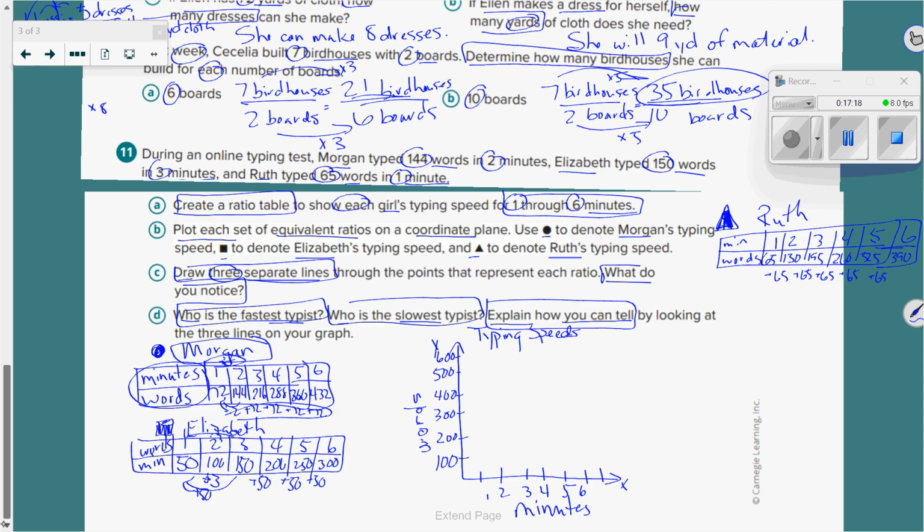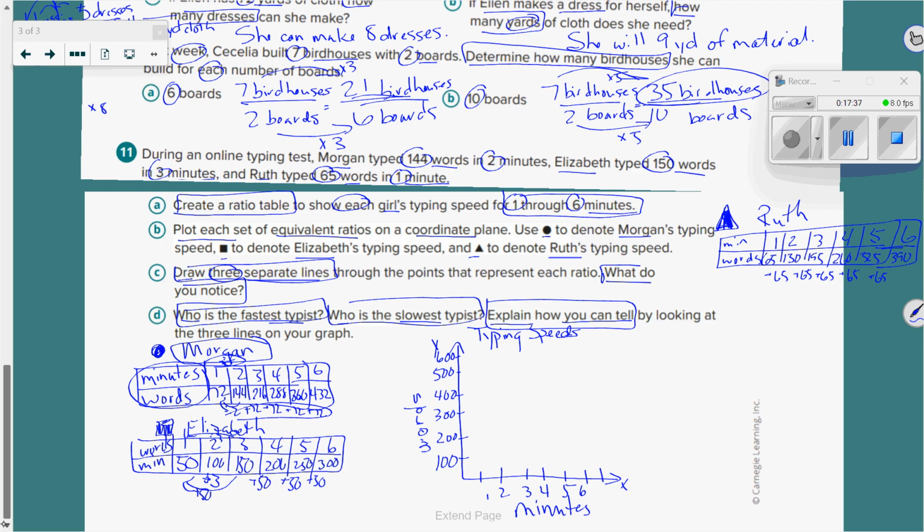Make sure you're consistent. If I go 2 to make my first one, I always have to go 2. If I do 1 for the first one, I always have to go 1. You can't change what it looks like. Now that I've got my intervals, this is everything I need on my graph. So now we're going to go through and plot each of the 3 tables.